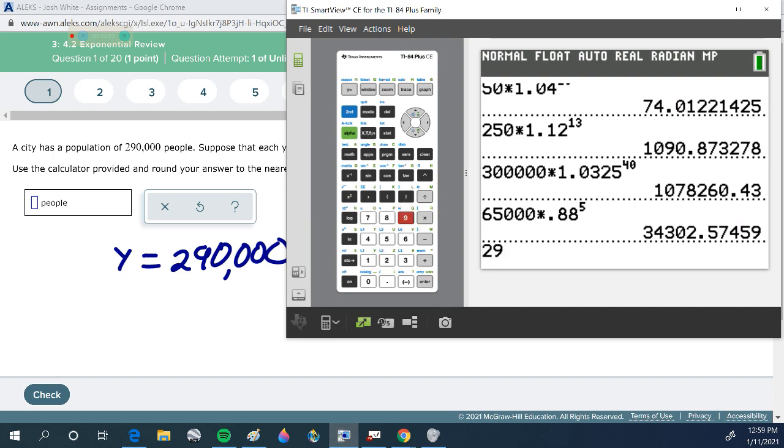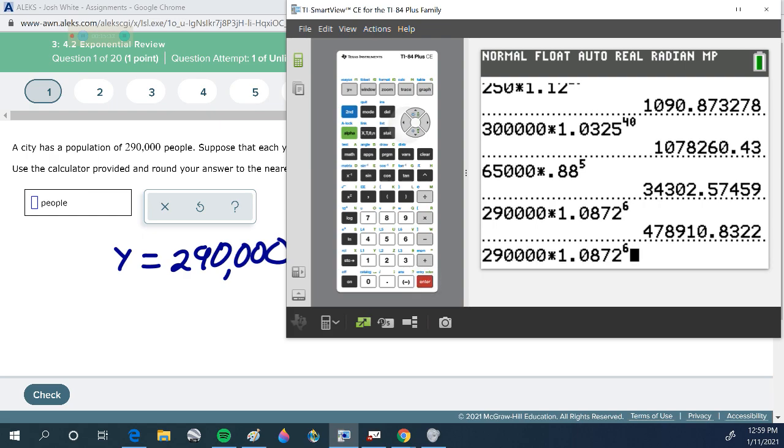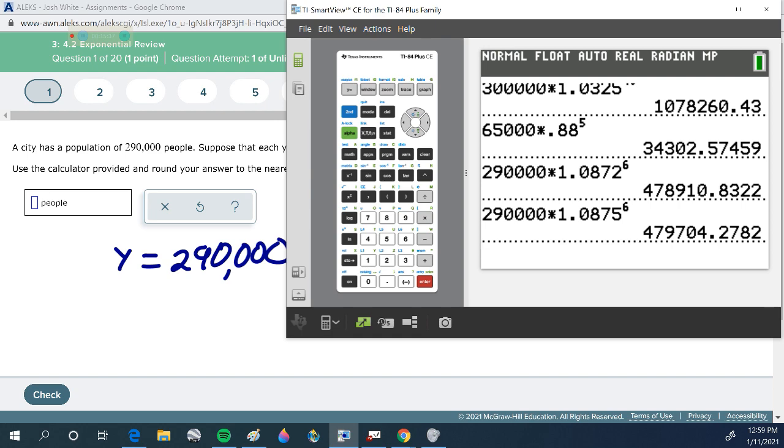So 290,000 times 1.0875 to the 6th. Oh, I messed up again. I'm sorry. There we go. So this says round to the nearest person. Why? Because you can't have, even short people are a full person. Right, Kara? We're full people.